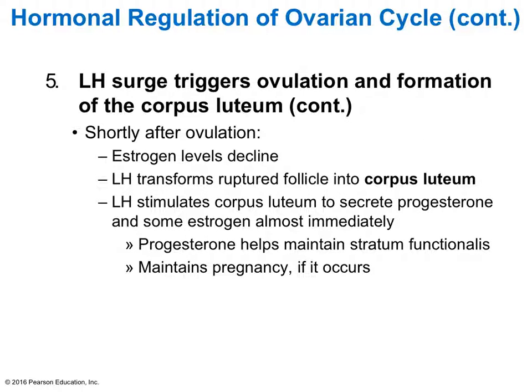After ovulation, luteinizing hormone is going to lead the follicle to become the corpus luteum. And the corpus luteum is going to secrete progesterone and some estrogen. Progesterone is going to be important to maintain the structure of the stratum functionalis, that inner functional layer of the endometrium of the uterus.